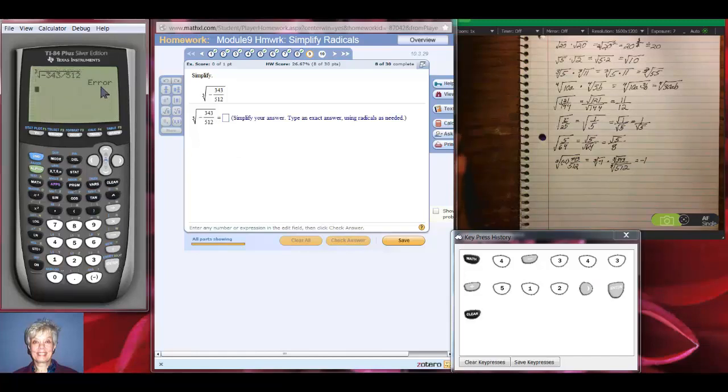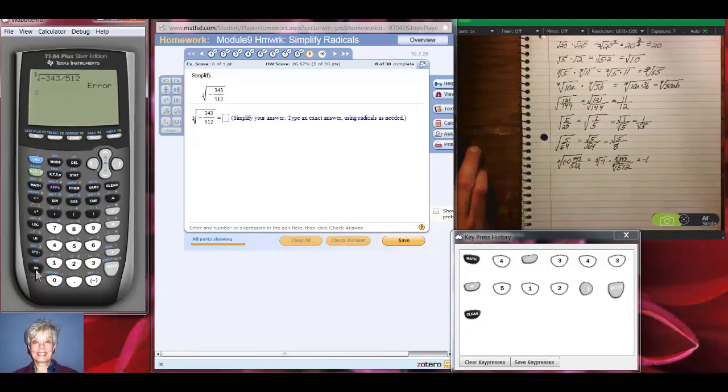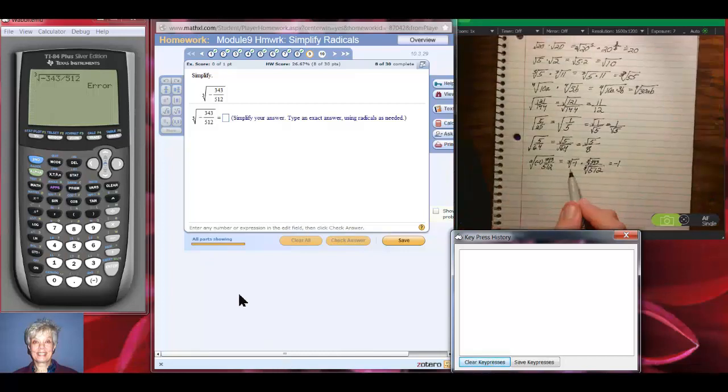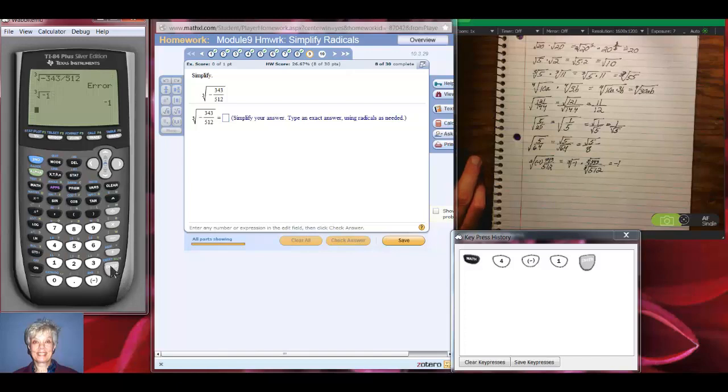We're going to do it the right way. Doggone it. We're going to do what I said. The cube root of negative 1 is negative 1. But you could actually do that too. Let's do the whole thing. Math, cube root, negative 1, enter. See, the cube root of negative 1 is negative 1.